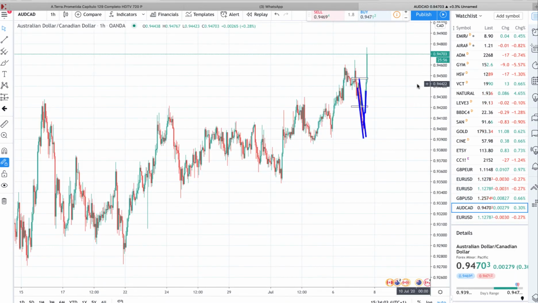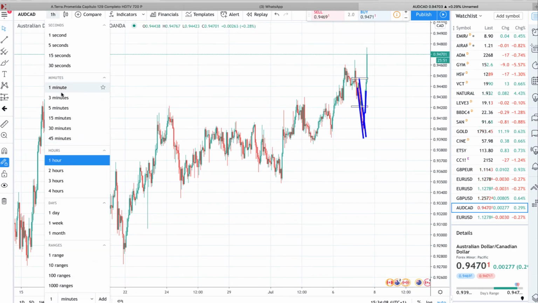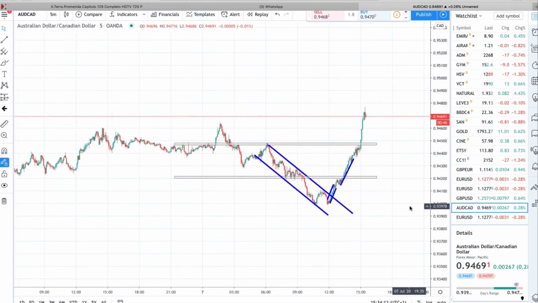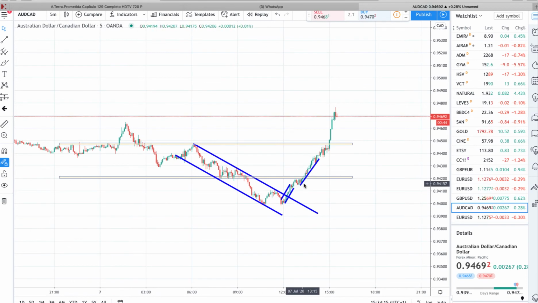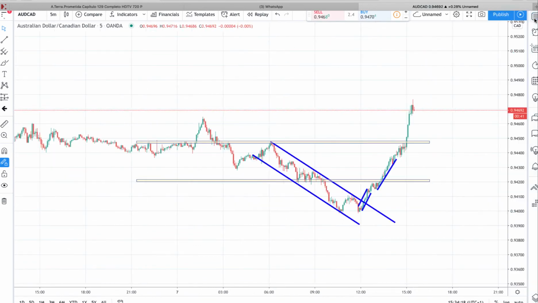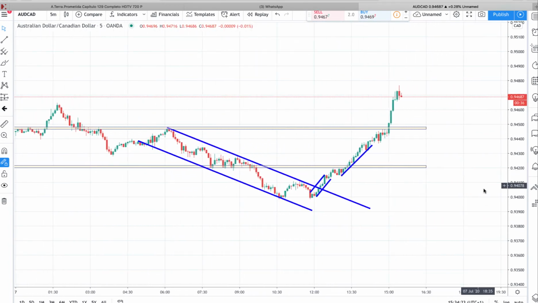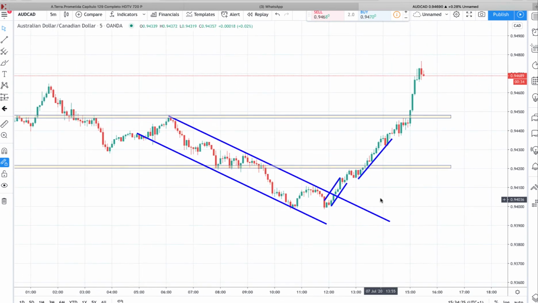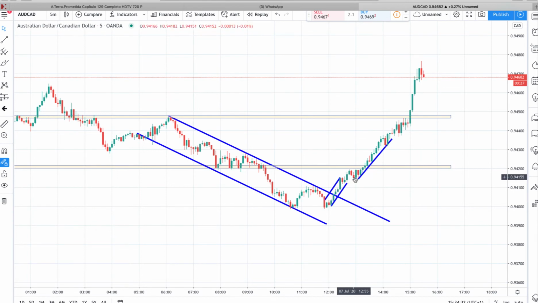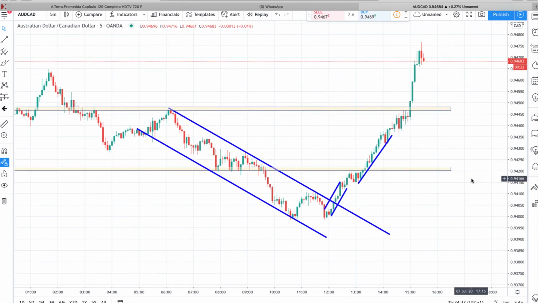Okay, Ricardo has sent me this one here, which is Australian dollar Canadian dollar, and his time frame is only 5 minutes. I think he bought. Did you buy this, Ricardo? Yes. You bought somewhere here, right? Yeah, I bought before this, at the end of this, before the resistance, a little bit lower. Here, or here. Is that all these little uptrends? Yeah.